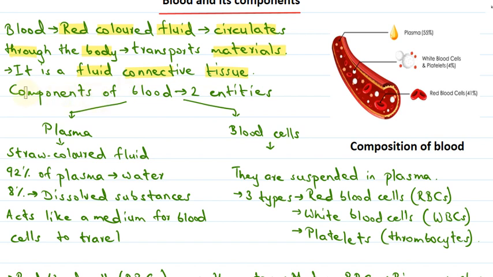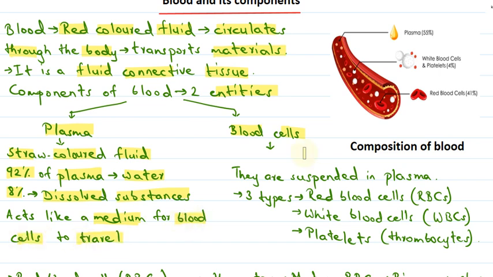So now we studied about different components of blood. So on a broader term, we can say that blood has two entities. One is the blood plasma and the other is blood cells. So what is plasma? Plasma is a straw colored fluid. Now 92% of this blood plasma is composed of water, and the remaining 8% of the plasma contains dissolved substances like proteins. Okay, so this plasma actually serves as a medium for what? Medium for the blood cells to travel.